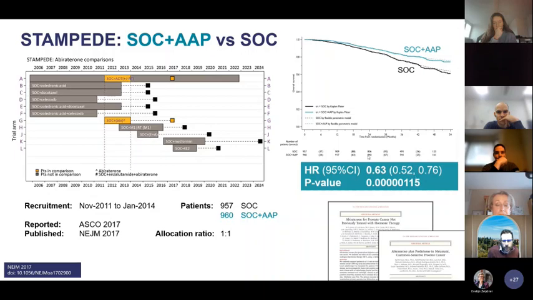So again, positive results, hazard ratio of 0.63 here. And the company actually did go off and do their own study. They just didn't run it in the UK, and they showed pretty much the same hazard ratio. They showed 0.62 in a high-risk subset of these patients.